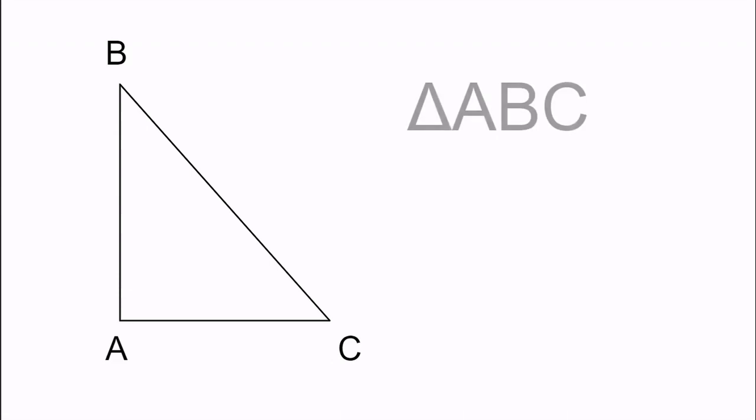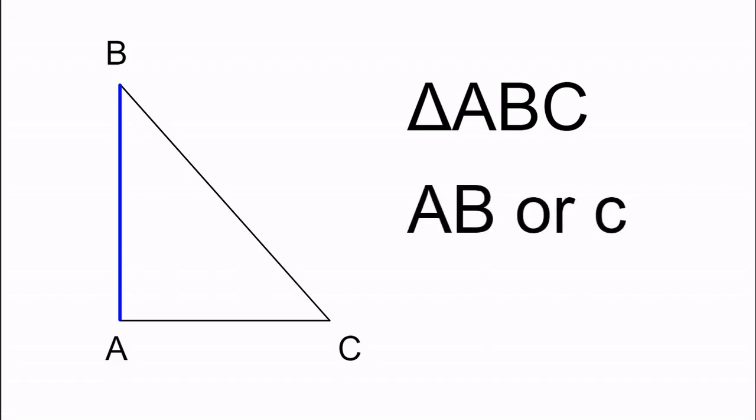So this right here is triangle ABC, and this just means that it has vertices A, B, and C. Now if you want to name this side length right here, this blue one, how would we do that? Well, we could call this side length AB or side length C. They both mean the same thing. We call it AB because it's in the middle of vertex A and B. And we can also call it C because it's opposite to vertex C. Either way, you can call the side length AB or side length C.